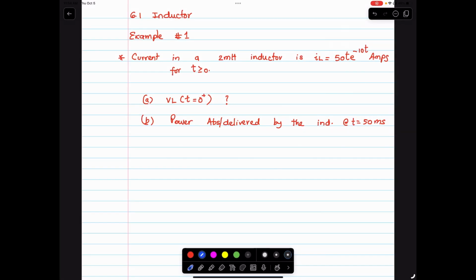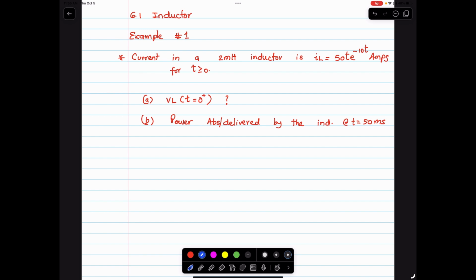All right, let's look at the first example problem. The problem says the current in a 2 millihenry inductor is given to be IL equals 50t e to the minus 10t amps for t greater than or equal to 0. Find the voltage across the inductor for t equals 0 plus, and what is the power absorbed or delivered by the inductor at t equals 50 milliseconds.